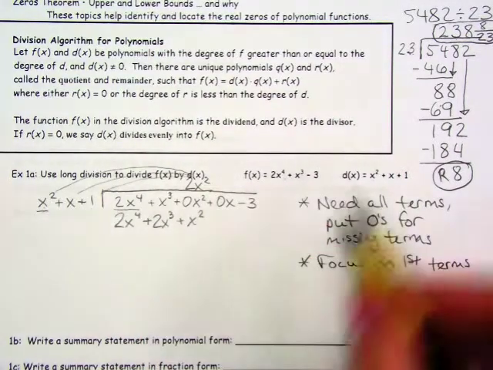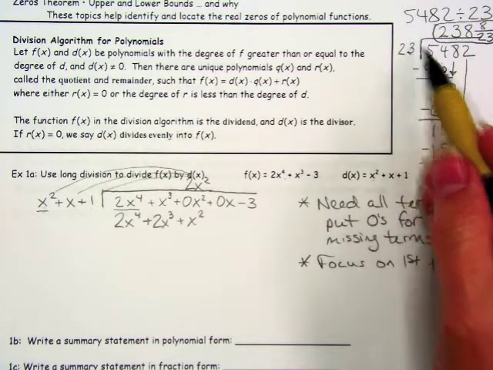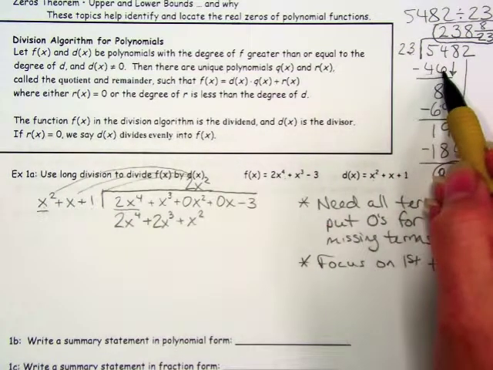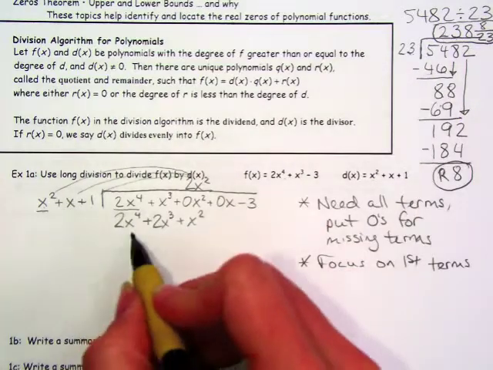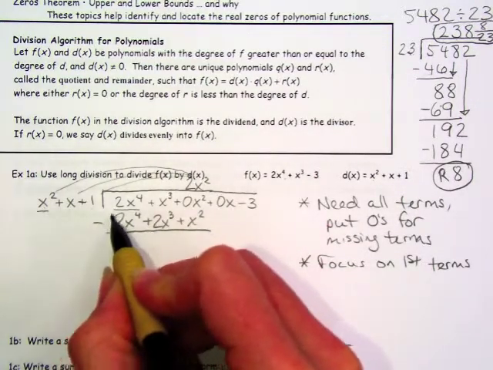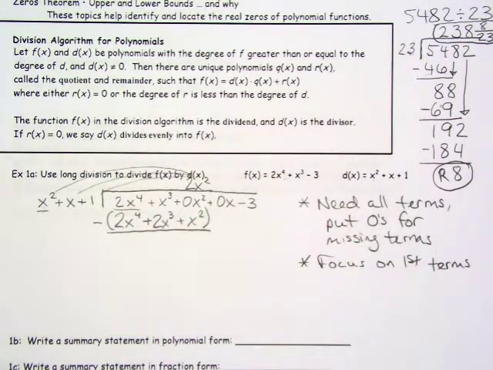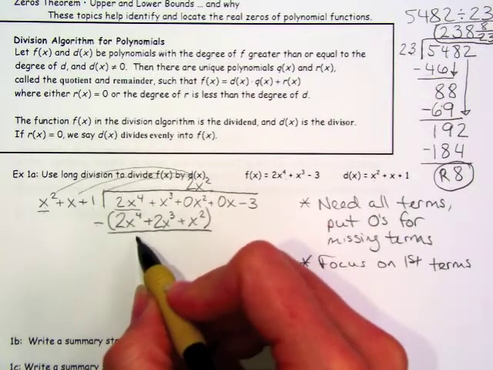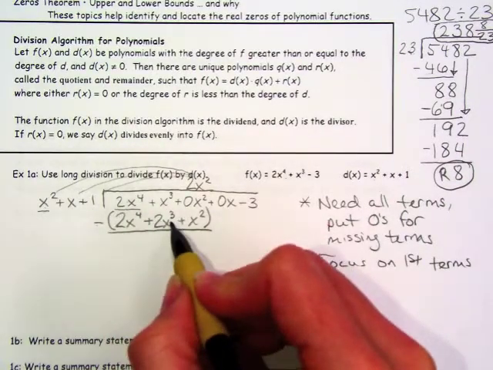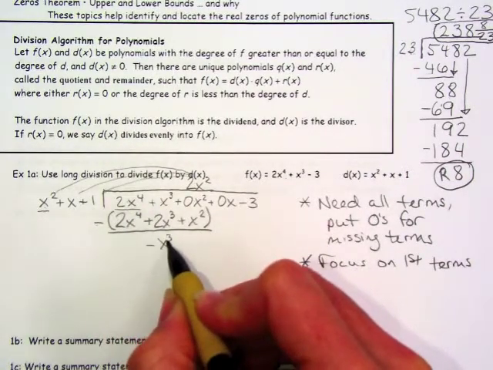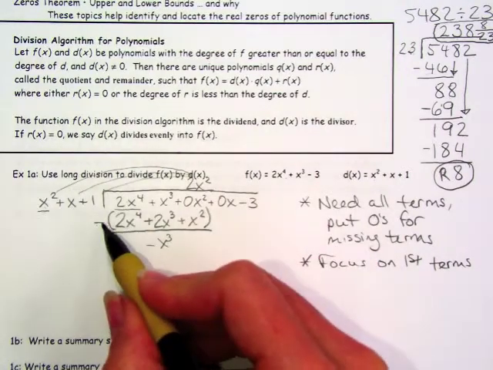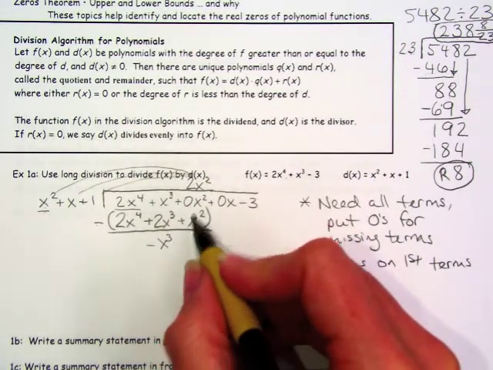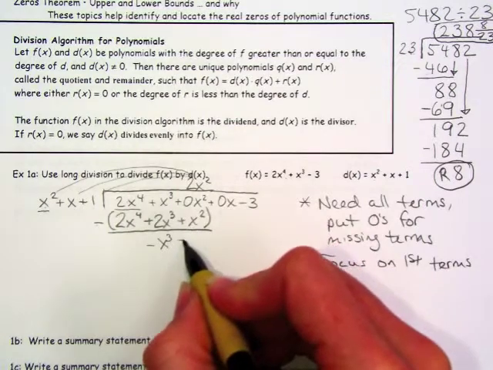Okay, looking back on what we did before, we did 2 times 23 to get 46. We wrote it underneath. Then we subtracted. To remind ourselves to subtract everything, putting those parentheses is helpful. Okay, subtract everything. 2x to the fourth minus 2x to the fourth is 0. x cubed minus 2x cubed is negative 1x cubed. x squared minus x squared, 0x squared minus x squared is negative x squared.